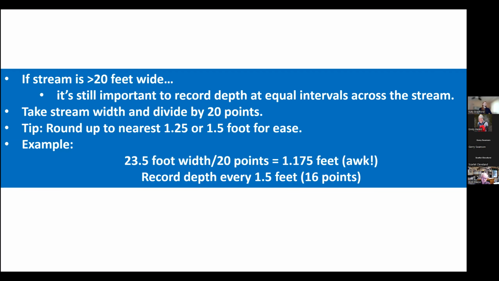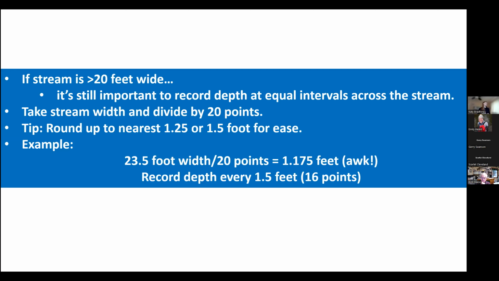So if your stream is more than 20 feet wide, we only have up to 20 depth measurements. So you're going to have to divide your stream into equal intervals. The reason we need equal intervals is because you don't want to over-represent a particularly deep section of the stream or a particularly shallow section of the stream by taking more depth measurements in that area. So we want to spread them out evenly.